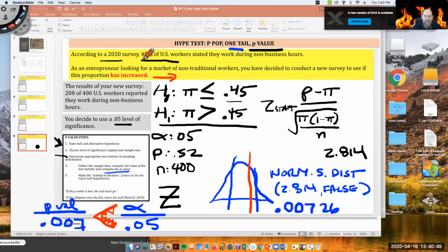All right. We know that it's greater than 0.45 with a confidence interval. It can give us a guess on how much greater it is, and therefore how many resources, how much advertising, how much potential labor and opportunity there might be out there, because of this growing tendency to work during non-business hours.